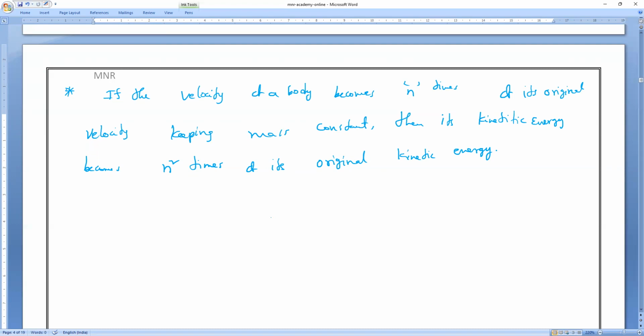Sir, I can't understand. If velocity increases n times, then the kinetic energy changes n square times. Suppose velocity becomes 2 times, then kinetic energy changes 2 square. 2 square means 4 times of initial kinetic energy. That's all. Do you understand? Yes, sir. Understand?